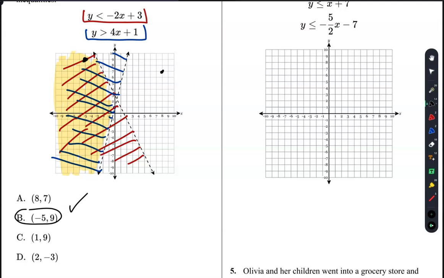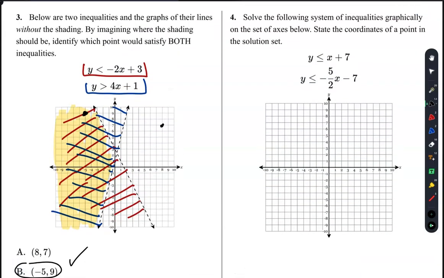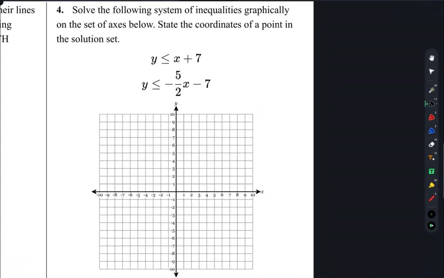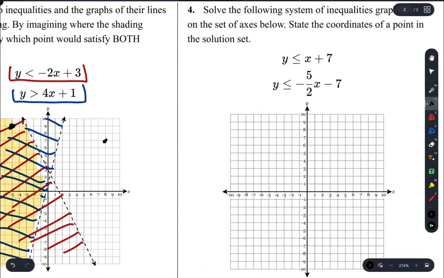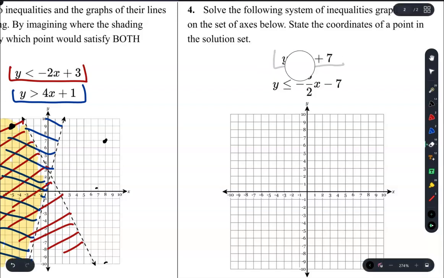All right, let's take a look at number 4. Number 4 is not graphed, and we have to graph it, put the correct lines on here and everything. So that's what we're going to do here. I'm going to use different colors again. I'm going to start with the red one here. Well, it's supposed to be red. Let's try that again. In fact, let's just erase it.